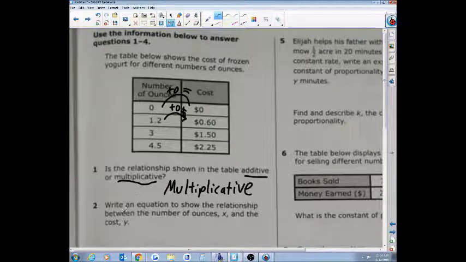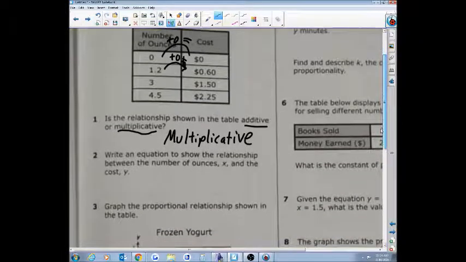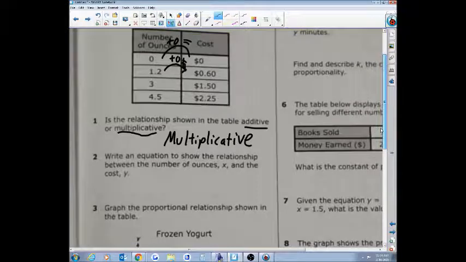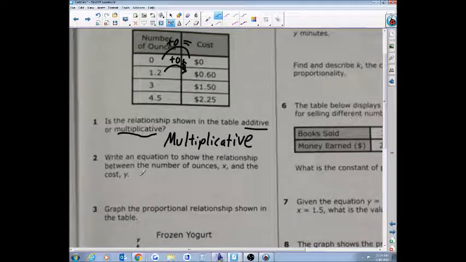Okay, so multiplicative is when you're multiplying to get from the input to the output. Additive is when you're adding or subtracting to get from the input to the output. Okay, so number 2, write an equation to show the relationship between the number of ounces X and the cost Y. Okay, so one formula you want to remember is Y equals KX.